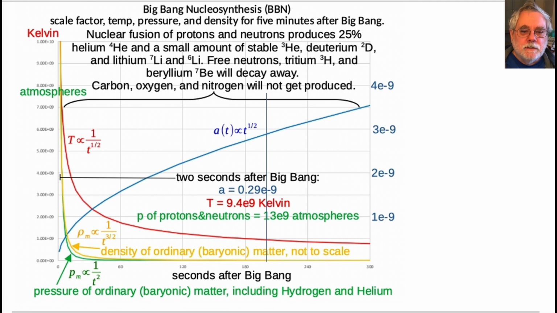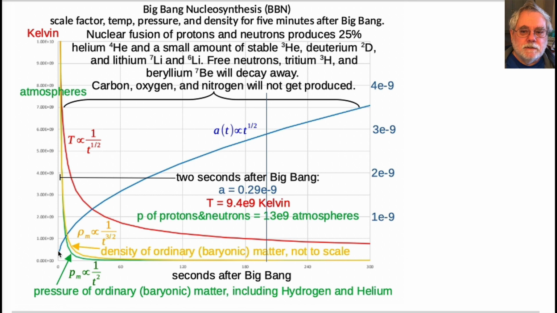The scale factor is the blue curve on this graph, with its scale on the right-hand side. The universe is expanding, but decelerating. The blue curve curves downward. 2 seconds after the Big Bang, the scale factor is about 3 by 10 to the minus 10. Here. 3 billion times smaller scale than today.